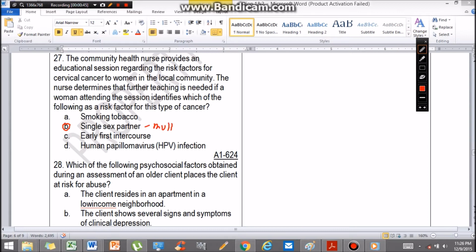It should be multiple sex partners. A, C, and D are always risk factors. It does not need further teaching. Okay, next.